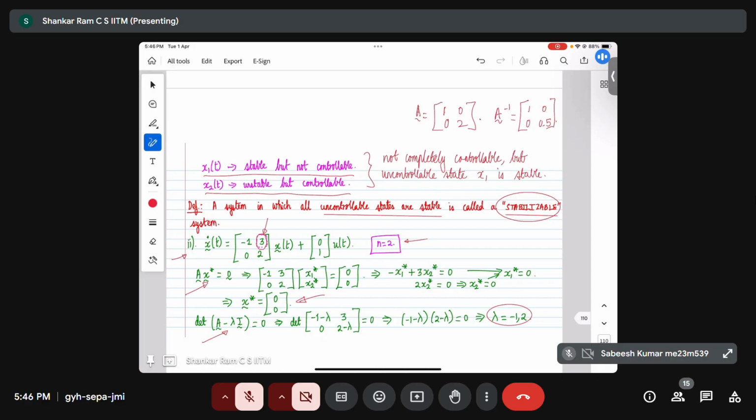A system being controllable is an inherent property, just like a system is stable. A system is either controllable or it is not. So decoupled and coupled realizations are not going to change it. All right.